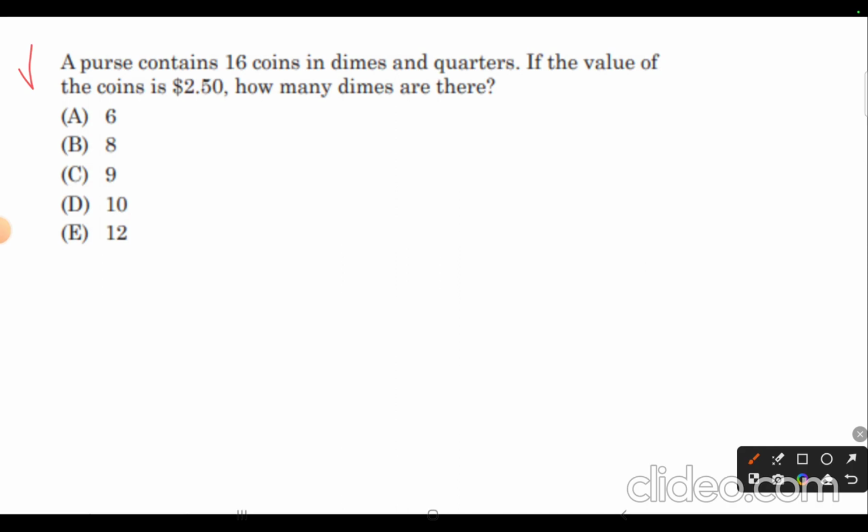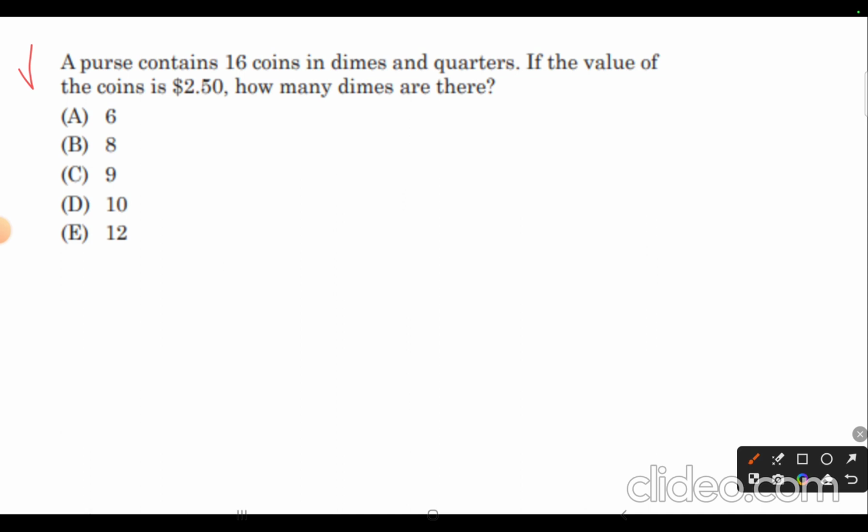First one, a purse contains 16 coins in dimes and quarters. If the value of the coins is $2.5, how many dimes are there? Here, we don't know how many dimes, and we don't know how many quarters. So there are two unknowns. But we can write two equations from these two sentences, and when we have two equations and two unknowns, we can find these two unknowns.